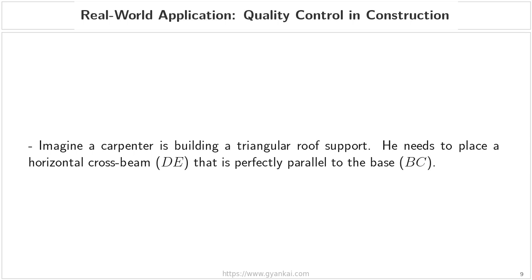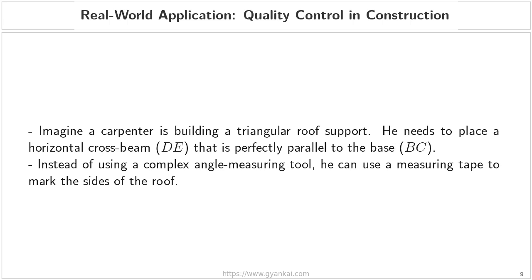Imagine, for a moment, that you are a carpenter tasked with building a triangular roof support. Your goal is to install a horizontal crossbeam, which we can call line DE, and it is absolutely critical that this beam is perfectly parallel to the base of the triangle, which we'll call line BC. Now, in a construction site, you might not always have access to a complex protractor or an advanced angle measuring tool to check for parallelism. However, you do have a simple measuring tape. This is where the converse of the Basic Proportionality Theorem becomes incredibly useful.